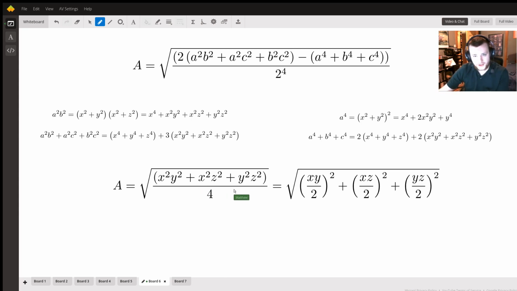You can check the algebra on your own time. And then we're able to split these up, and we get x times y divided by 2 squared plus x times z divided by 2 squared plus y times z divided by 2 squared. And this is the solution to problem 1.